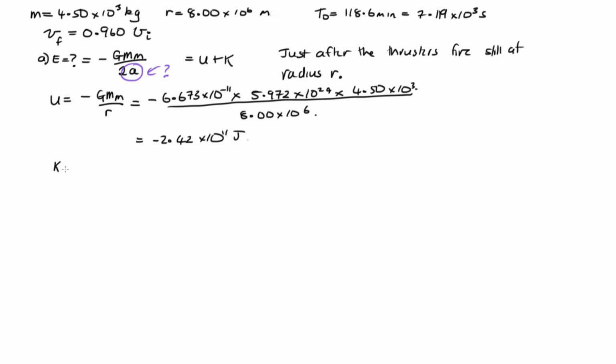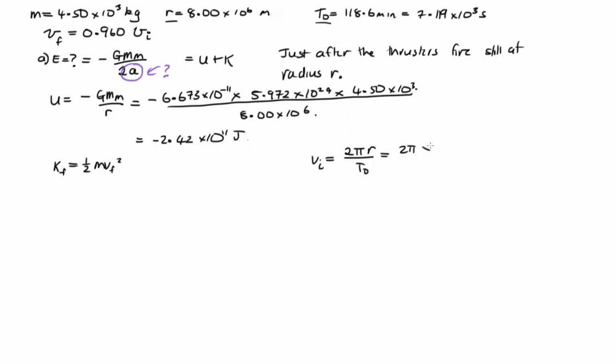Now the other thing we're going to have to find is K. So it does slow down straight away. So we're going to need to find the final kinetic energy, which is a half m v final squared. Okay, so to do this, we're going to need to calculate v final, and we know that it's 0.960 times v initial. Now, we can work out v initial because we have the period and the radius of the original orbit. So we can say, well, v initial is going to be the distance it travels, which is 1 circumference, over the period, which is T0.